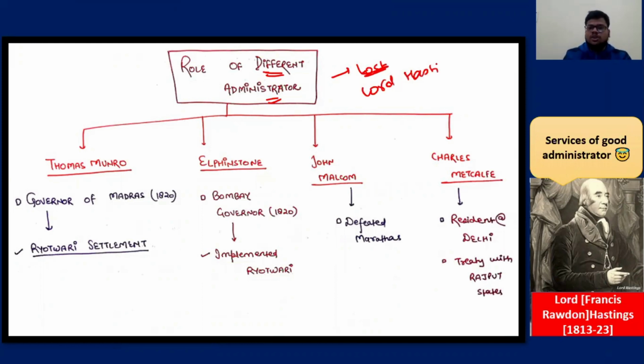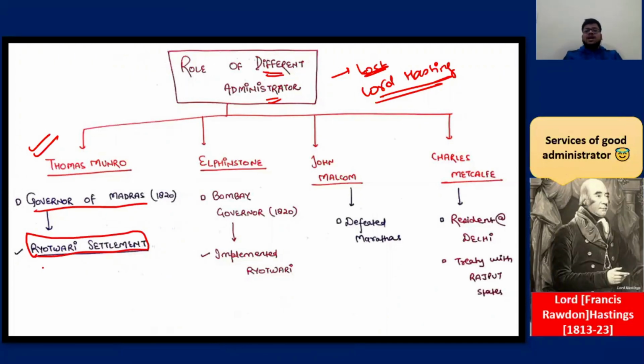Now, Lord Hastings had the service of good administrators. For example, Thomas Munro, the governor of Madras, who introduced the Rayatwari system. The first system we discussed was the permanent settlement in the time of Cornwallis, and then consolidated in the times of the second one after Lord Cornwallis, that is Mr. John Shore. Then Elphinstone, the Bombay governor, implemented this Rayatwari in Bombay as well.